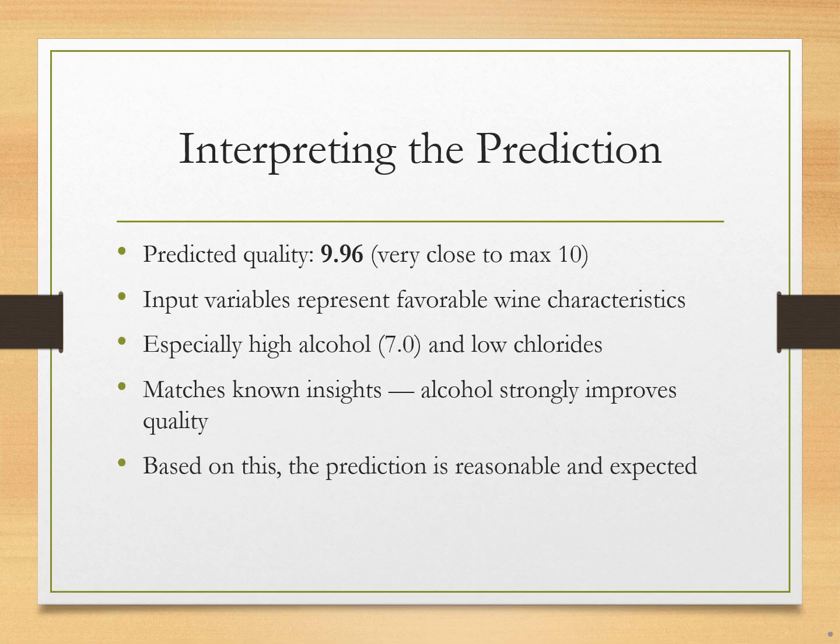Interpreting the prediction, the predicted wine quality of 9.96 is very high, which aligns with our expectation. Input variables were favorable, especially the high alcohol content and low chlorides, which the model learned to associate with high quality wines.